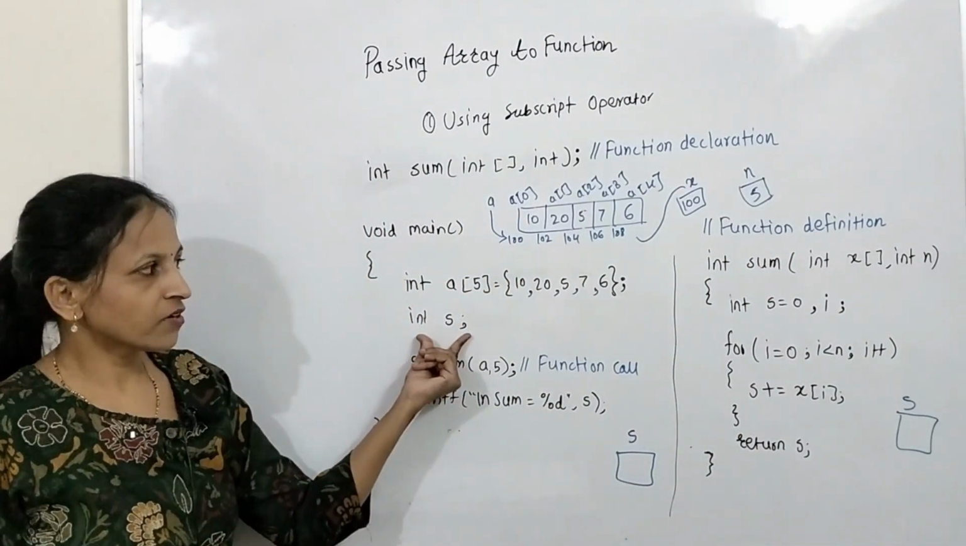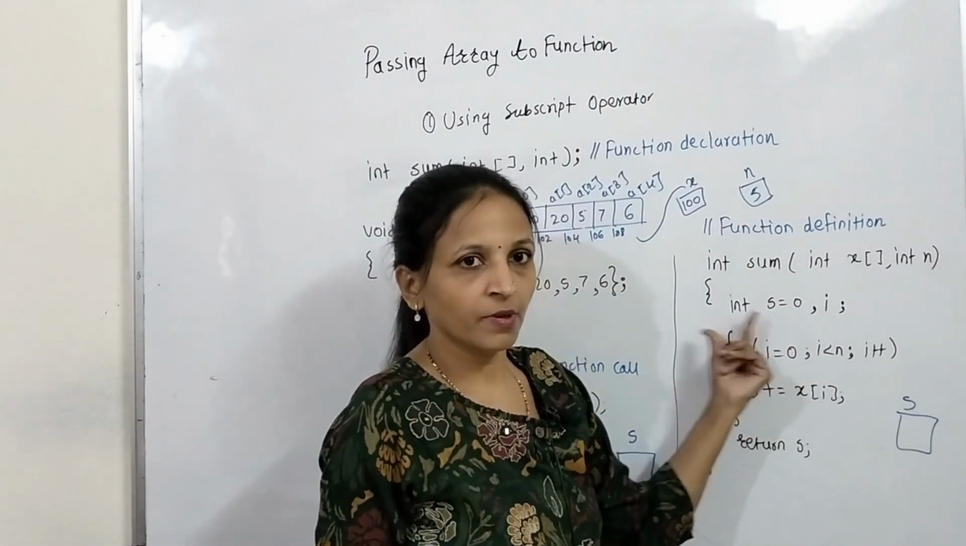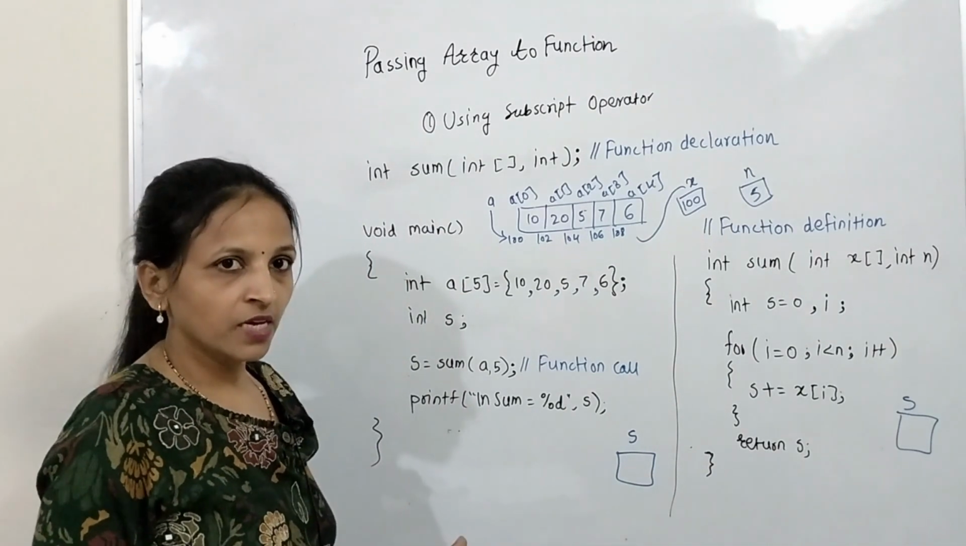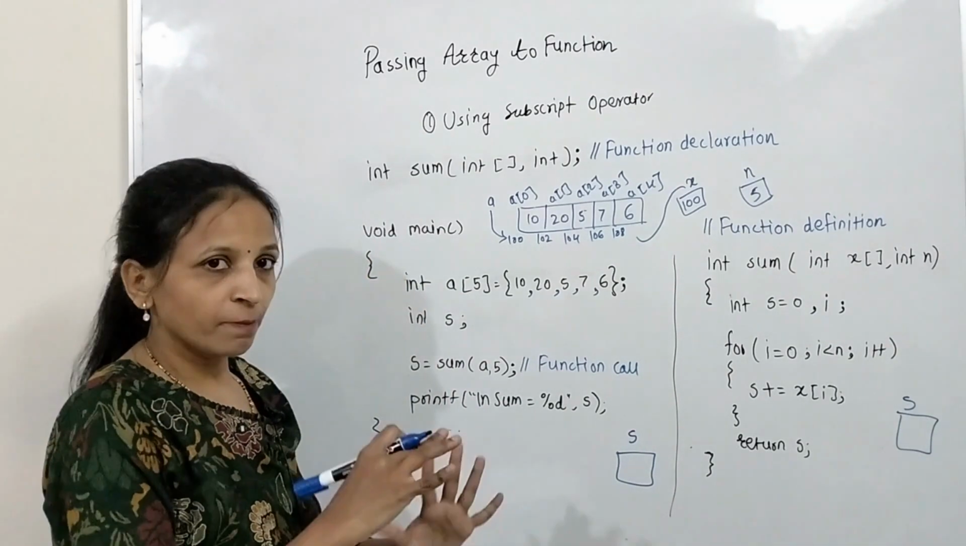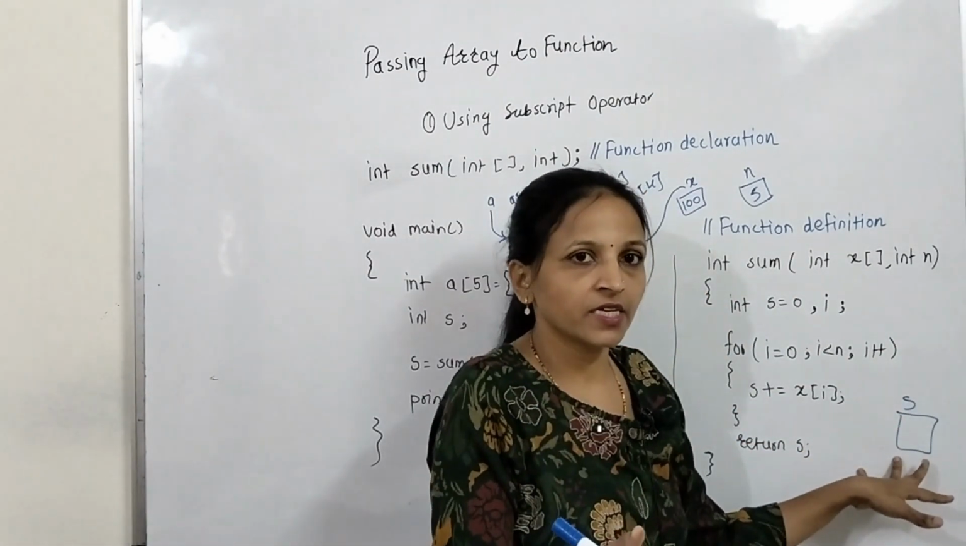Getting this? Here we have created one s variable, and here again I am creating one more s variable, but both are having their own scope. Okay, this is local to this main. For main this will be created, for sum only this will be created.